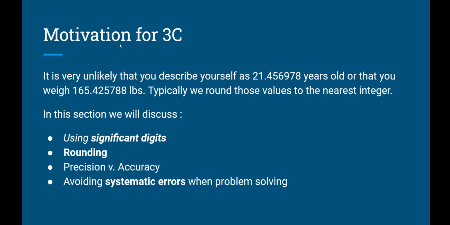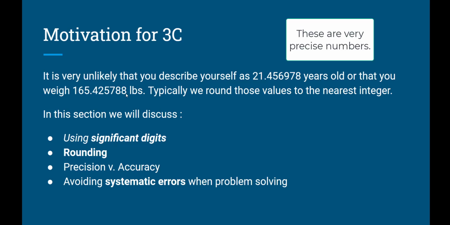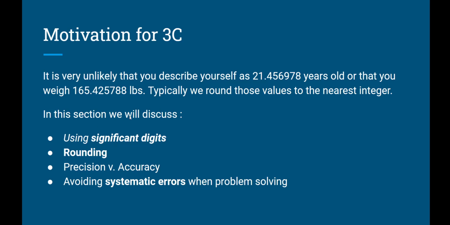To motivate 3C, I want you to think about how we describe our age and our weight in pounds. We don't say that we are 21.45698 years old or 165.425788 pounds. Typically, we round these values to the nearest integer. In this section, we will discuss using significant digits, rounding, precision versus accuracy, and avoiding systematic errors when problem solving.